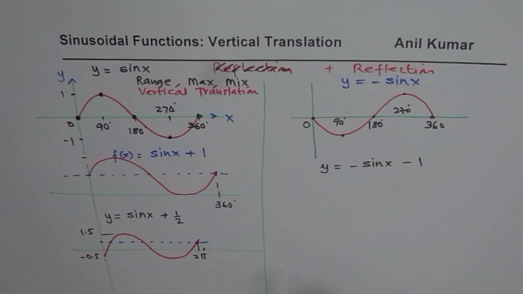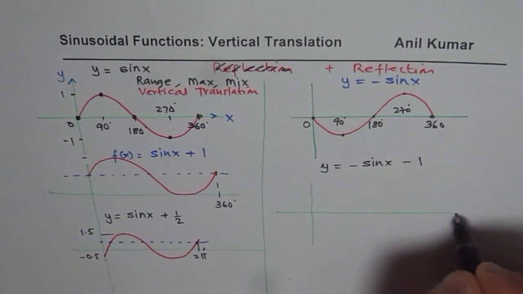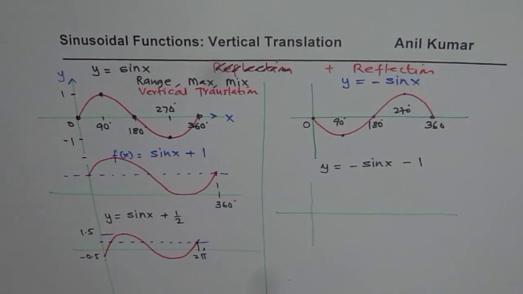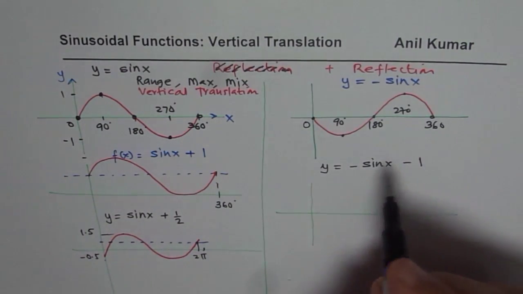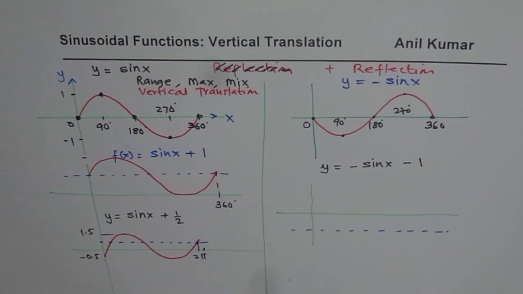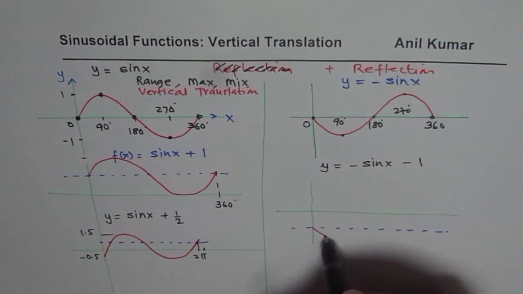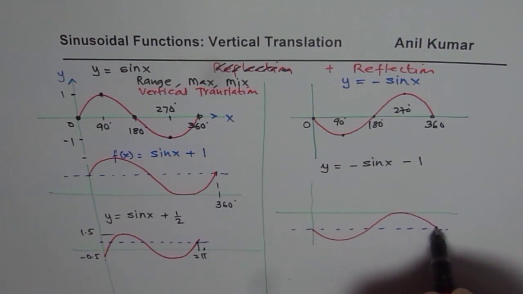Now if I say sketch a sine function which is minus sine x minus 1, how will you do it? Well, the idea is first you reflect it as we did above, correct? So first you reflect it and then you move the axis 1 unit down. Then you sketch your function going downwards, correct? So it goes downwards and then touches this and then comes back.